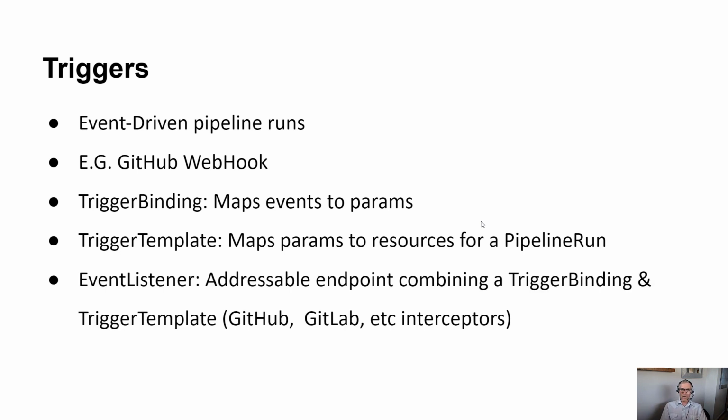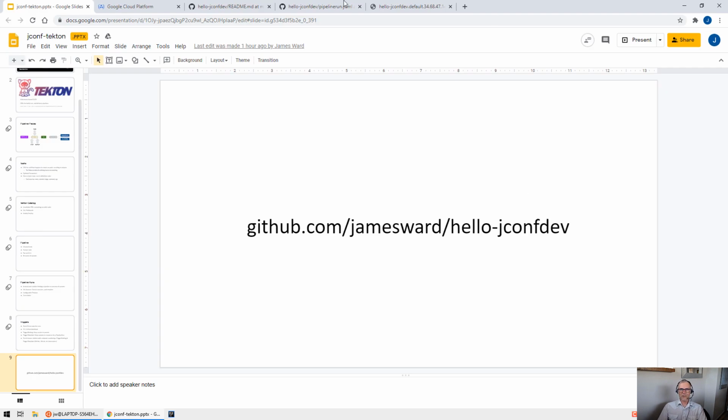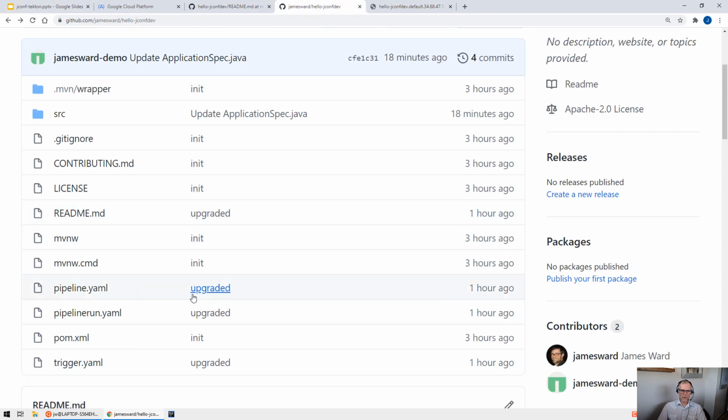But then we actually need something listening in our Kubernetes cluster to be able to handle that webhook request. And so this is an event listener. The event listener out of the box supports GitHub, and you can use GitLab and other ones as well. This creates an HTTP endpoint that will be able to take the trigger binding, take the trigger template, and from an HTTP request create the pipeline run. Okay, so let's go take a look at the parts of the trigger here that put this all together.